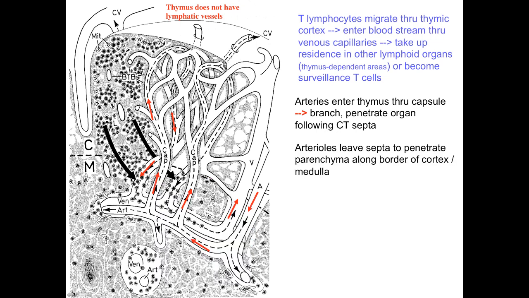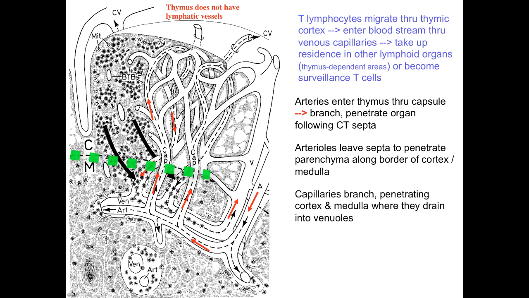The arterioles leave the septa and penetrate the parenchyma of the thymus along the border of the cortex and medulla. These capillaries will branch, penetrate into the cortex, and then come back into the medulla, where they'll drain into venules. We define something called a blood-thymus barrier associated with the capillaries in the thymic cortex.